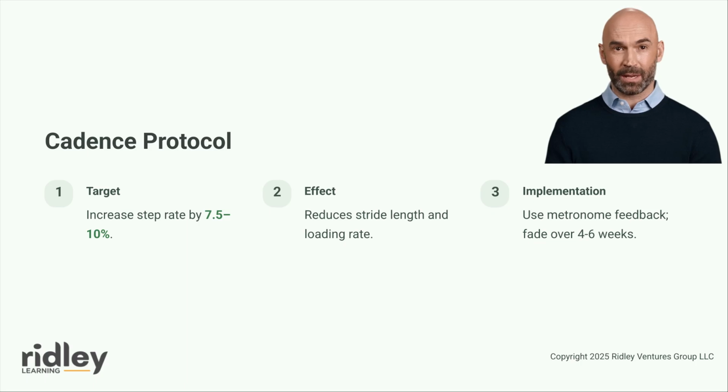While cadence increase represents the most studied gait retraining approach, alternative strategies may benefit specific patient presentations. Transition toward forefoot or midfoot striking patterns reduces patellofemoral loading compared to rearfoot striking, though this modification requires careful progression to avoid Achilles tendon overload. Trunk position modification, specifically reducing forward lean, may benefit runners who demonstrate excessive hip flexion during stance. Selection among gait modification strategies should be guided by individual biomechanical assessment findings.